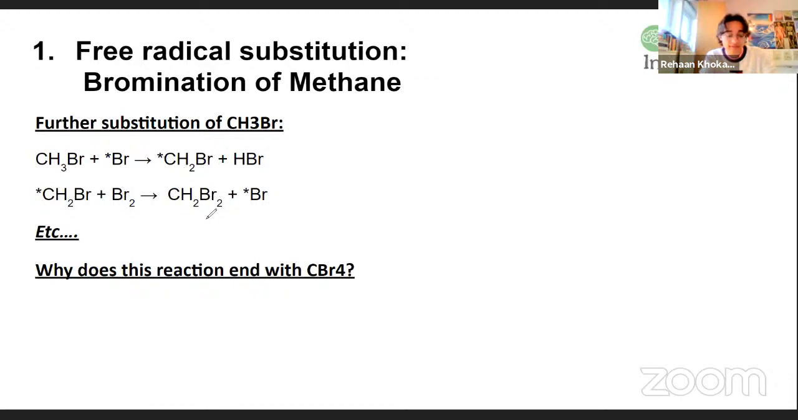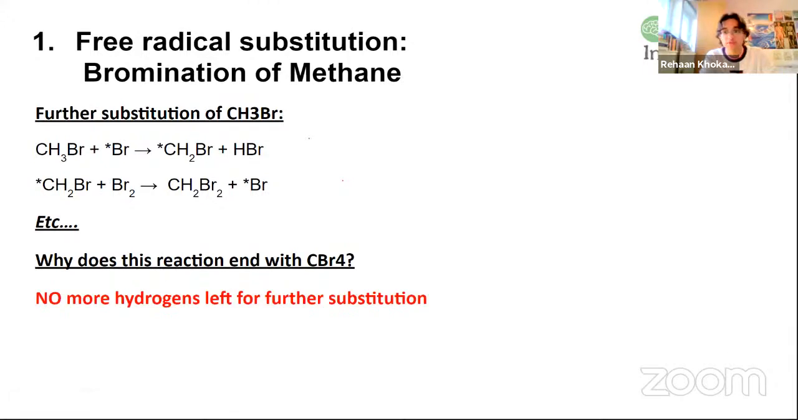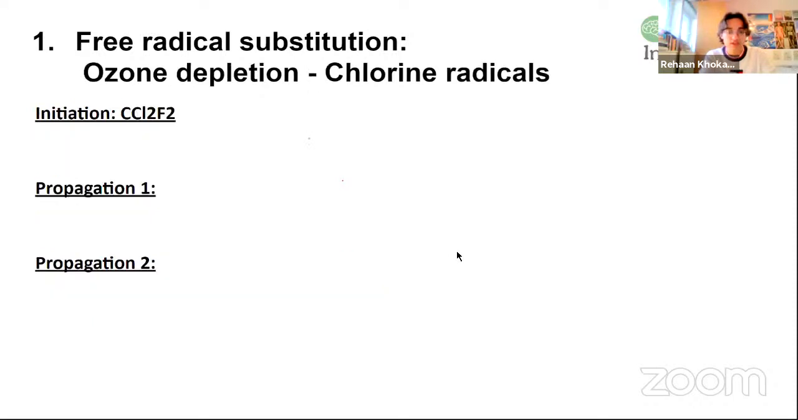And then that will again form dibromomethane and a bromine radical. And then this will continue to happen. There'll be continuous further substitution until we get to this compound here. And the reason why the reaction ends with having 4 lots of the bromines is because there's no more hydrogens left on the carbon for it to be substituted with. Okay, so obviously that all makes sense.